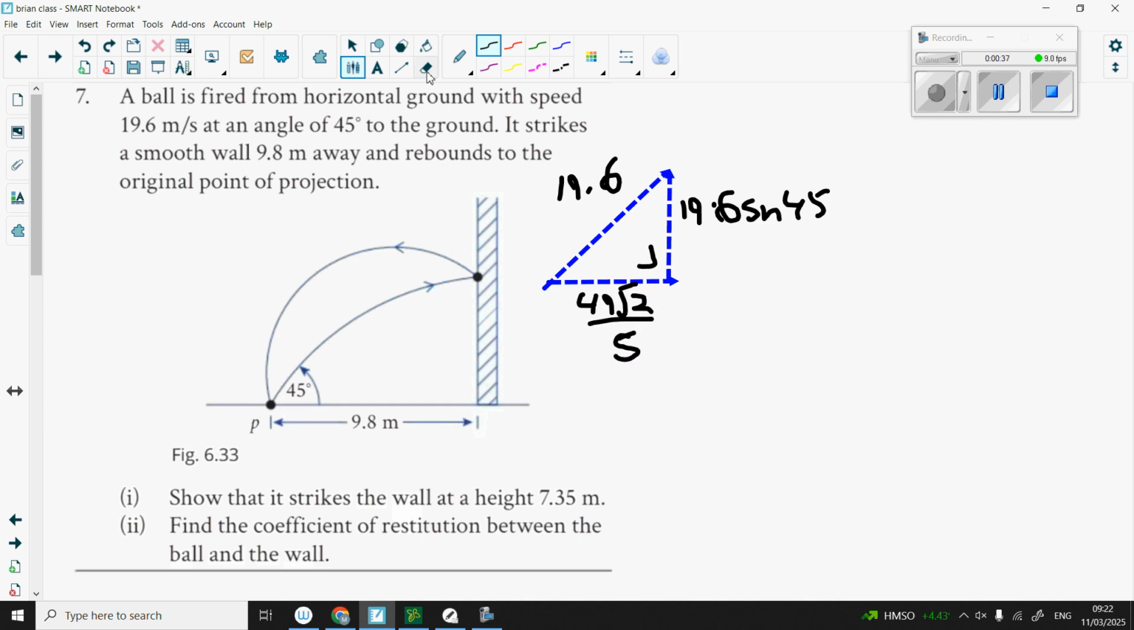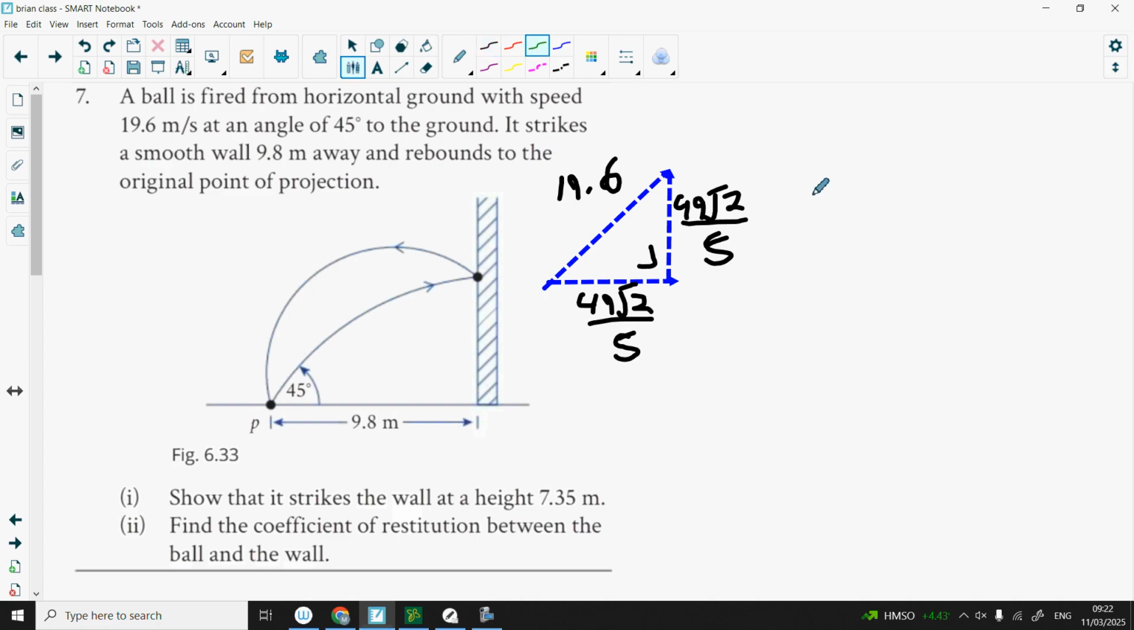Okay, it's the same for both of them because sine 45 is actually the same as cos 45. Can somebody verify that before I get too invested? All right, here we go. Now, we're going to start off with our four equations. What's Vx? Vx, anybody? 49 root 2 over 5.